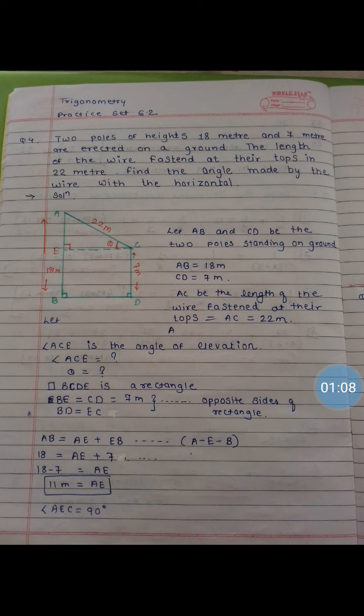So here the 18 meter is the bigger pole and the 7 meter is the smaller one. Now if you observe the diagram, we assume the 18 meter pole as AB, and the second pole as CD. That's why I wrote there, let AB and CD be the two poles standing on the ground. AB is equal to 18 meters and CD is equal to 7 meters. After that I say AC is the length of the wire fastened at their tops.